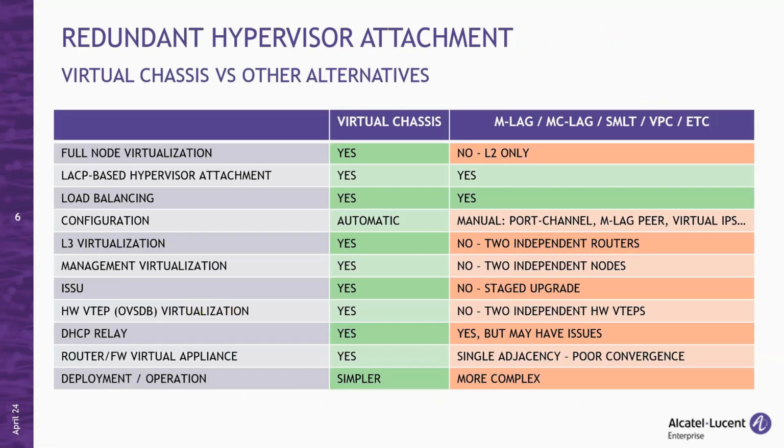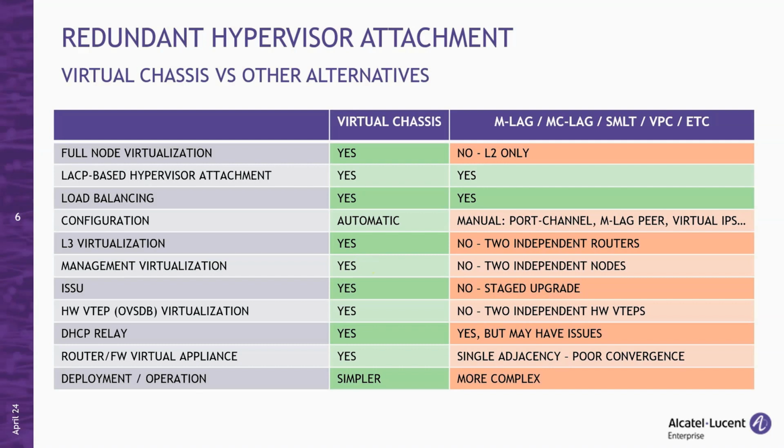So the following points summarize why virtual chassis is the best and recommended option. Virtual chassis is automatic and it provides full node virtualization at both layer 2 and layer 3. It is managed as a single entity with a single management plane and allows for in-service software upgrade. It has no issues with DHCP relay and routing appliances. Above all, it's very simple to configure, deploy and operate.